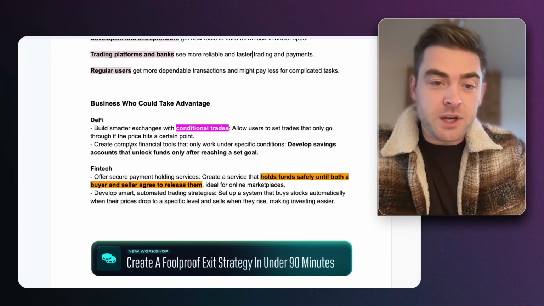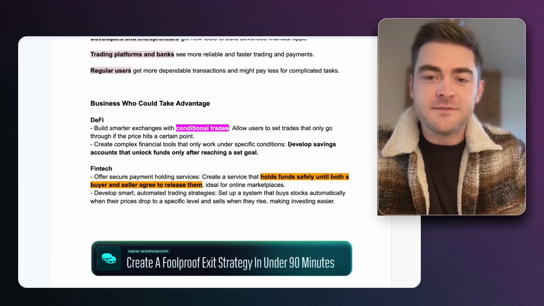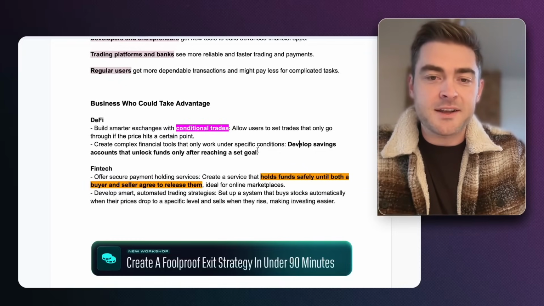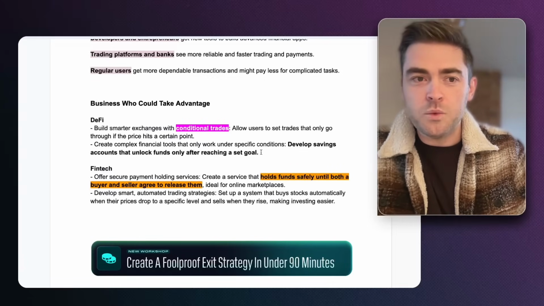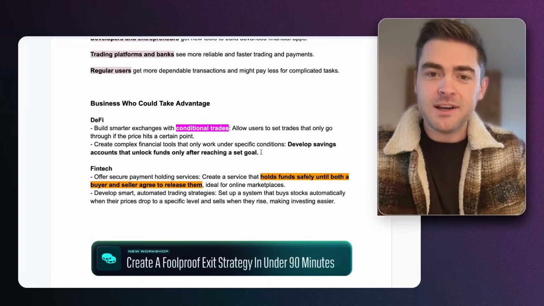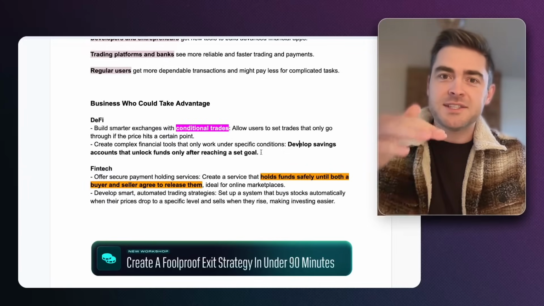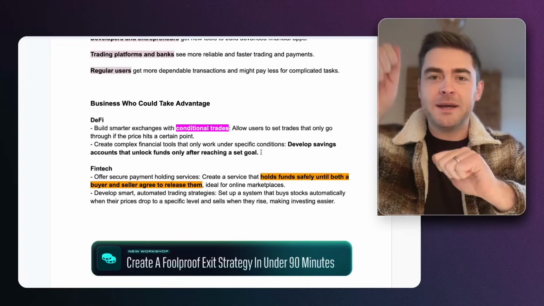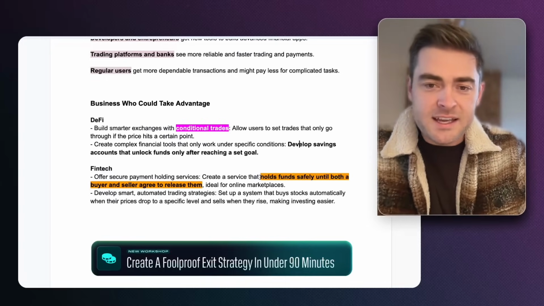DeFi could also start creating really complex financial tools that only work under specific conditions. So, for example, developing savings accounts that unlock funds only after reaching a set goal. So now we're getting into this realm of automation with money. And it doesn't necessarily have to mean trading, but it could be within there. You hit a certain savings amount, or your account goes to $2,000 and it automatically distributes $50 to another savings account or something like that.